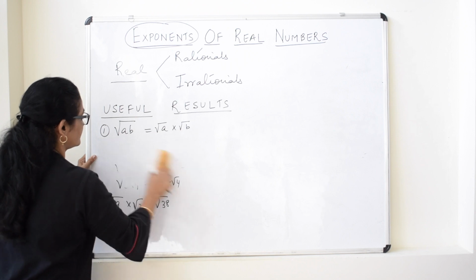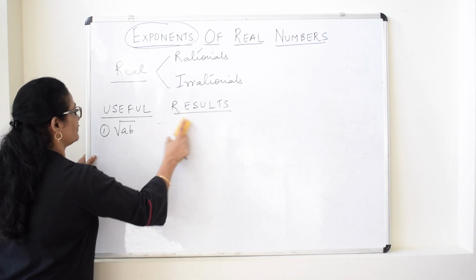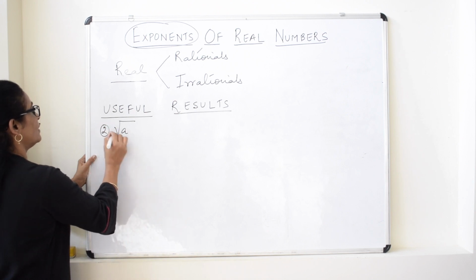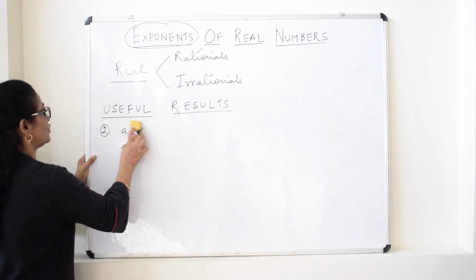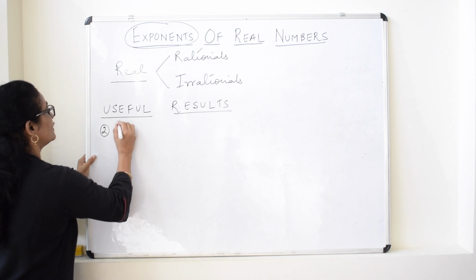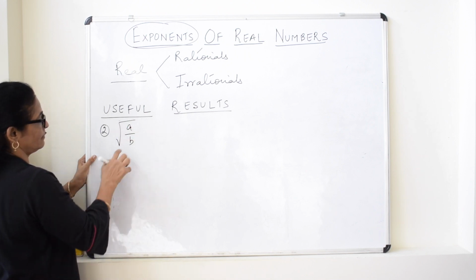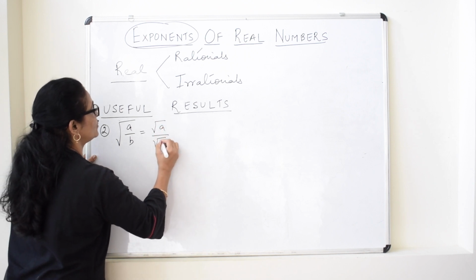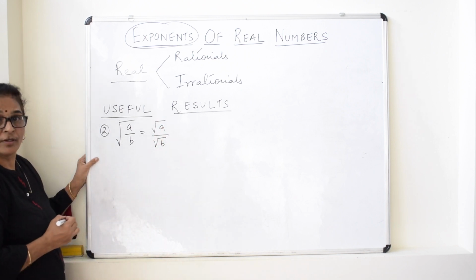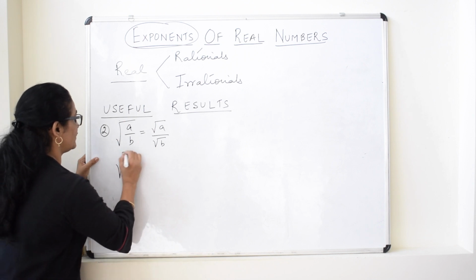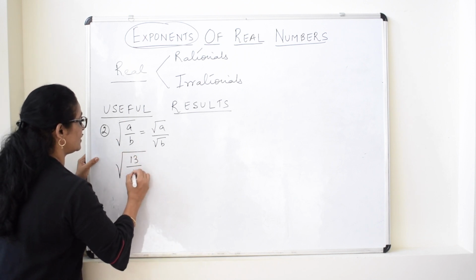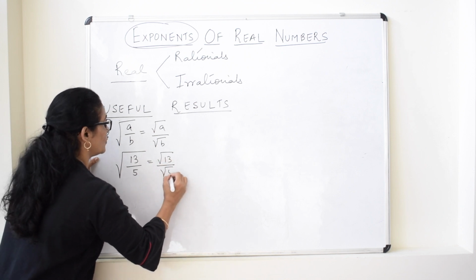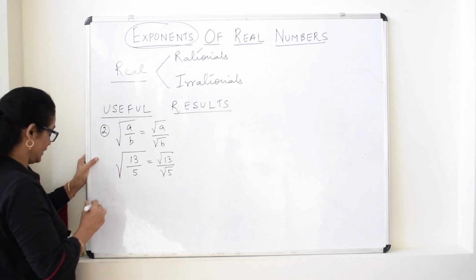Second rule. If this same thing is written in this form, it is under root of a upon b. Because they are under the same radical sign, you can write it as under root of a upon under root of b. So, for example, if it is under root of 13 upon 5, this can be written as under root of 13 upon under root of 5.